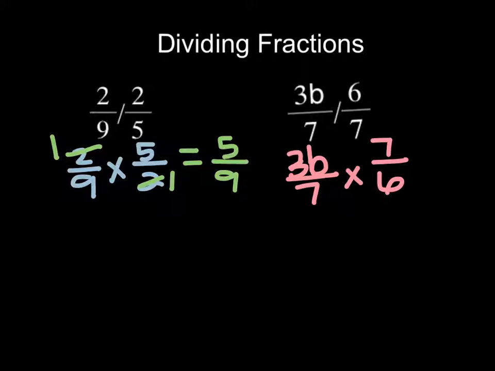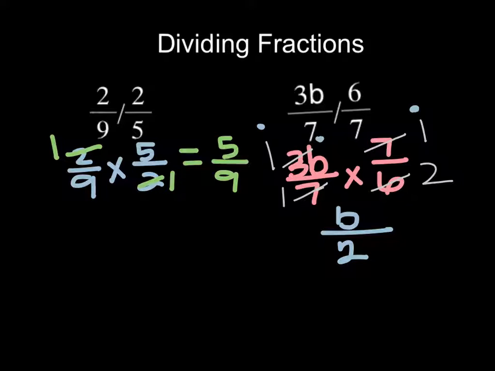The 7s, you could divide both by 7, so they would become 1. And then also you have 3 and 6. You can divide by 3, so this would be 1, and this would be 2. So if you look at everything on the top, you have 1 times b times 1, and 1 times b times 1 is b, and on the bottom you have 1 times 2, which is 2. And you can leave your answer as b over 2.